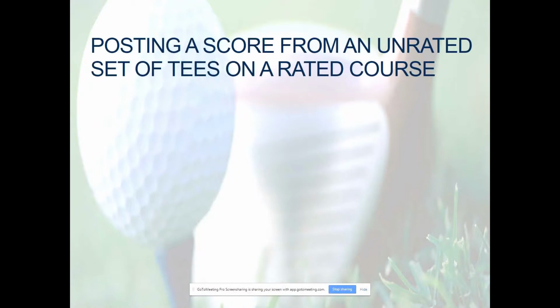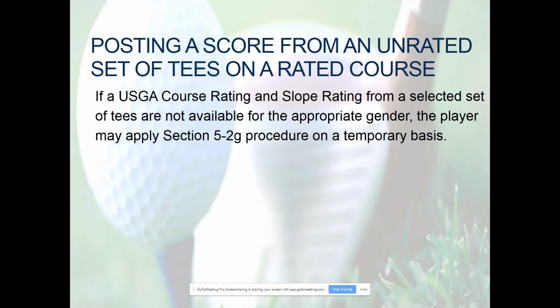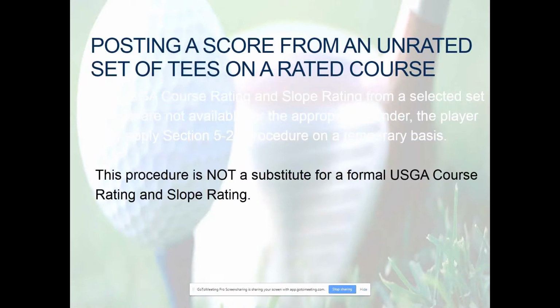Okay, here's what we're talking about: posting a score from an unrated set of tees on a rated golf course. So this is 5.2G of your book. It's a table for men and women on being able to create a temporary rating for you to post into the handicap system for a rating that just didn't make sense at the time. The club didn't request a rating for those set of tees, but now you can create a temporary situation. This definitely is not a substitute for the formal rating and slope process. So if this is a set of tees that more people are playing, then we would recommend that the club make a recommendation to us, the WSGA, to get an official rating and slope for those set of tees.